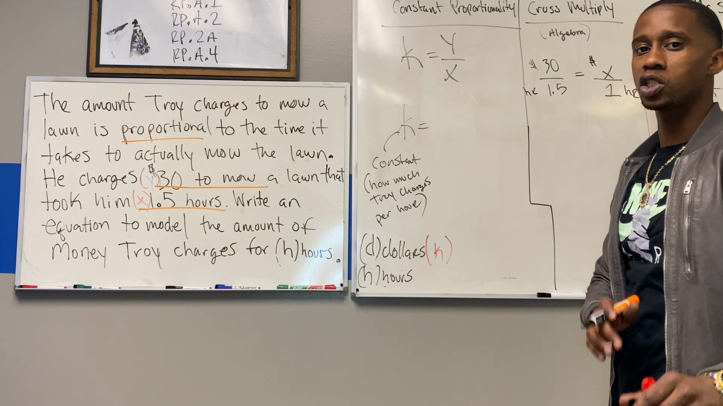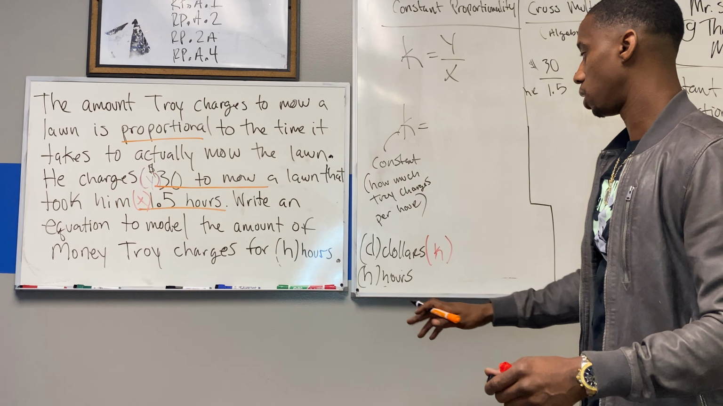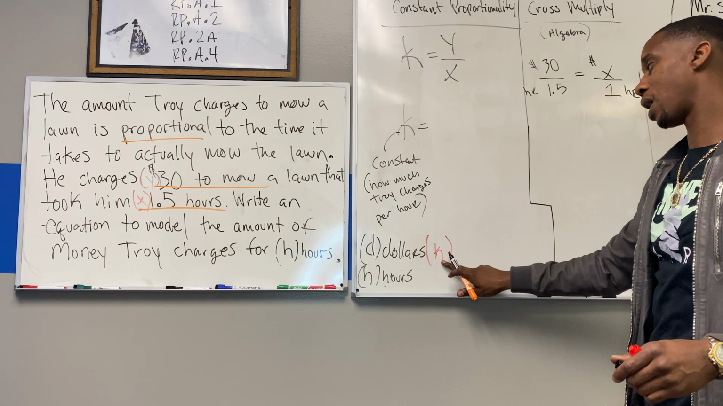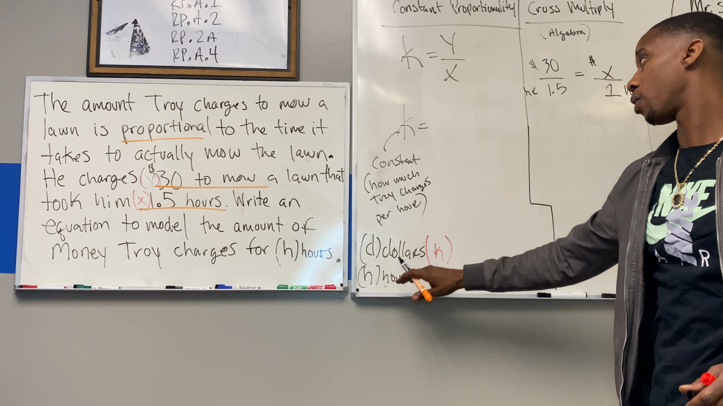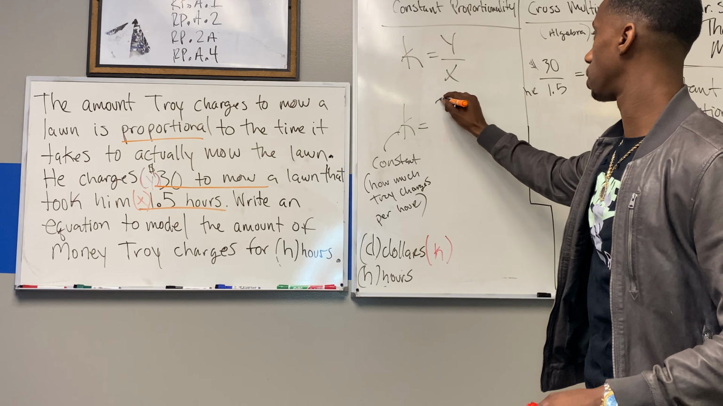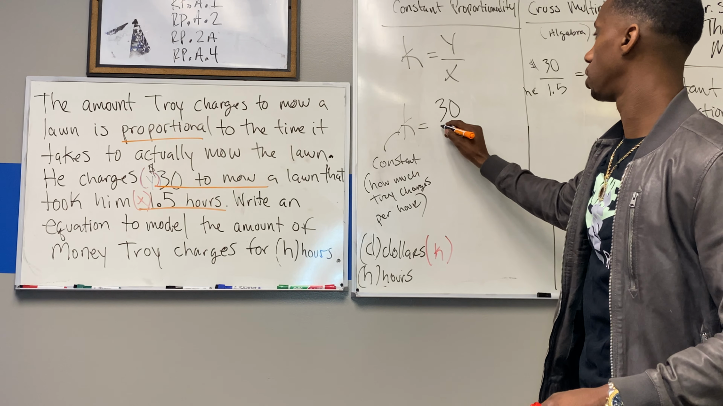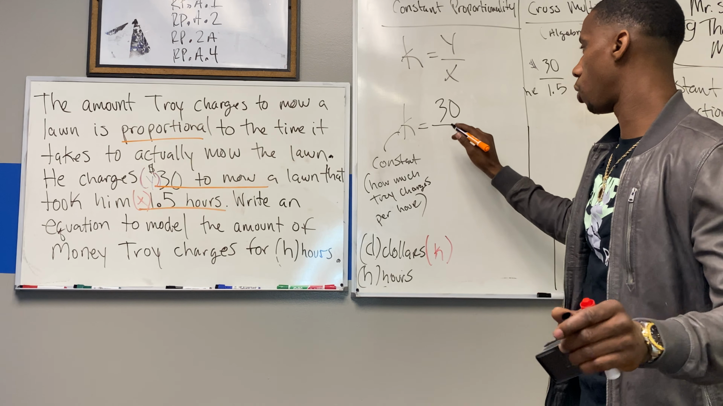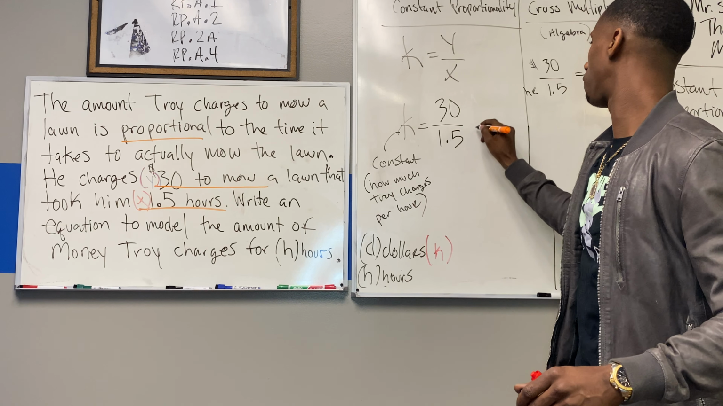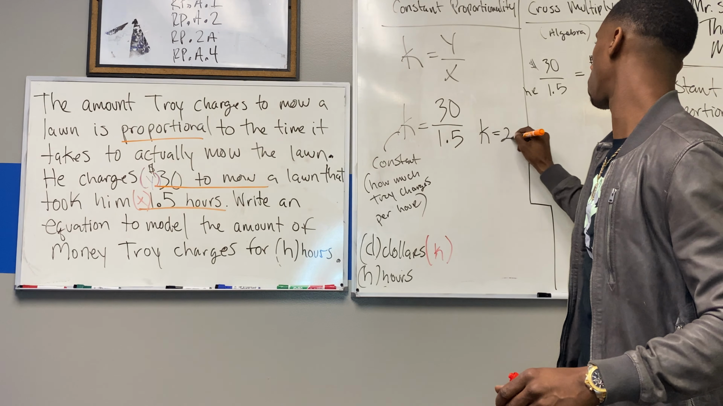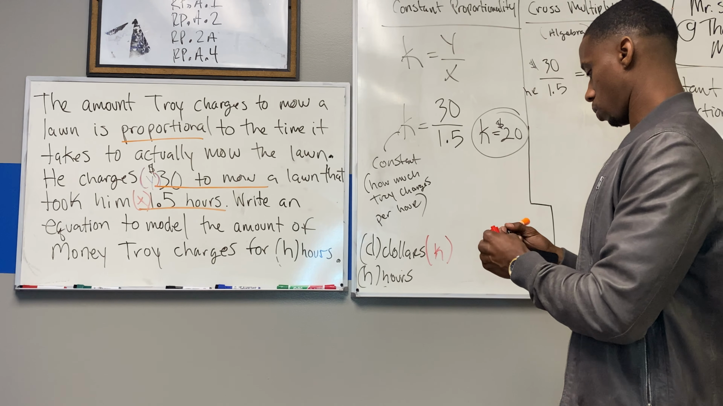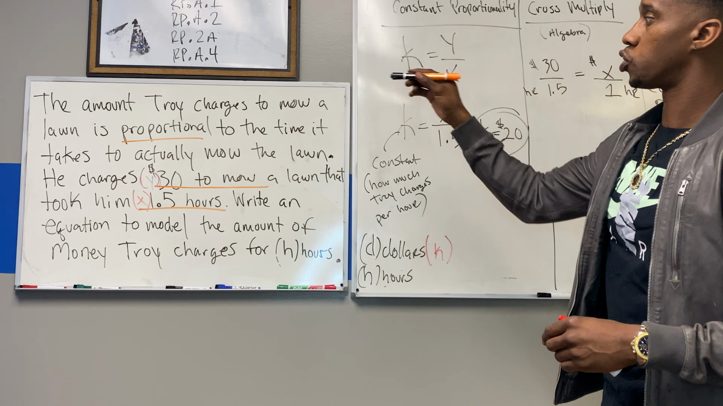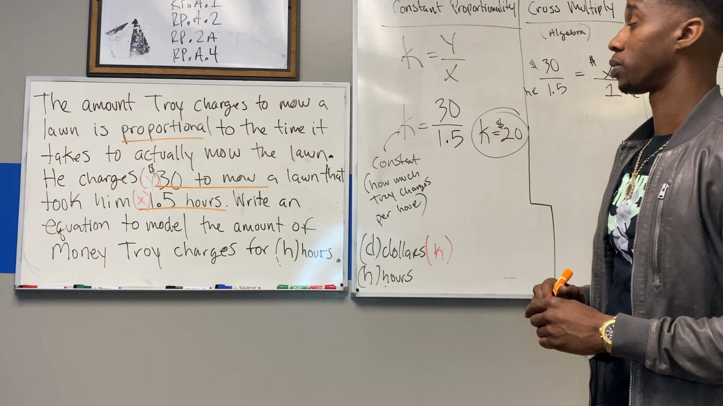The variables they chose for this problem were D and H. D represents the amount of money, and I put K here because it's really K. And H represents the amount of hours. So if I carried out the formula, you would find that K is equal to $20, which means that Troy is basically charging $20 an hour.